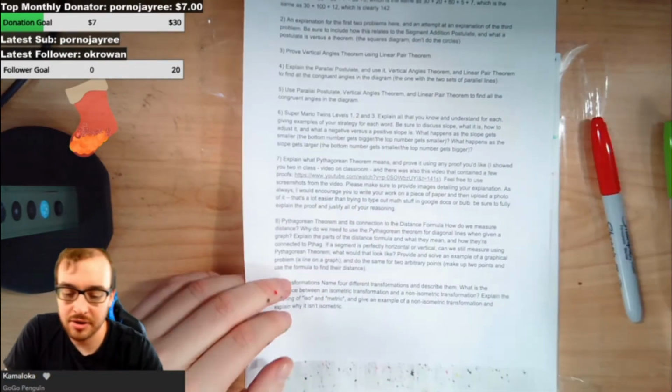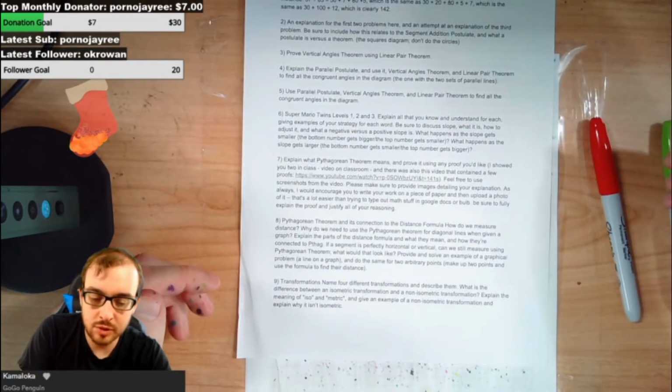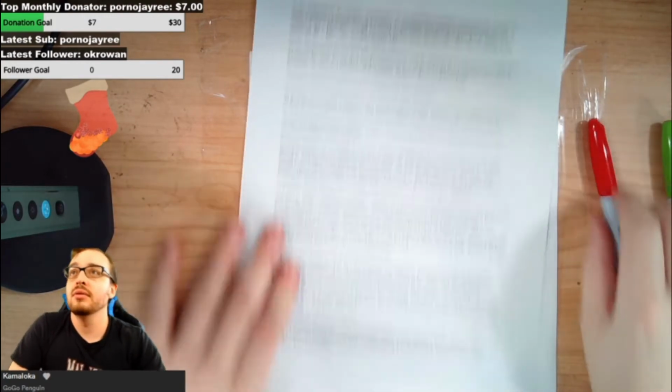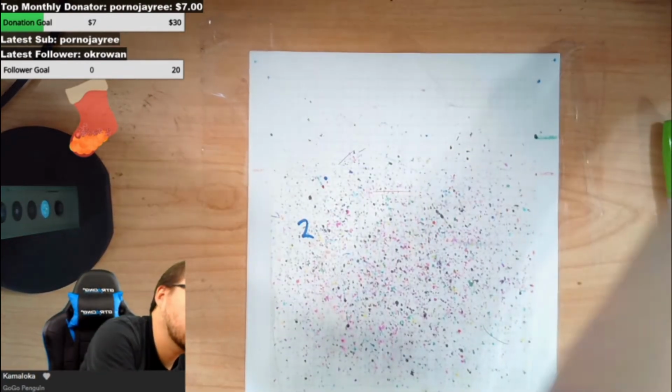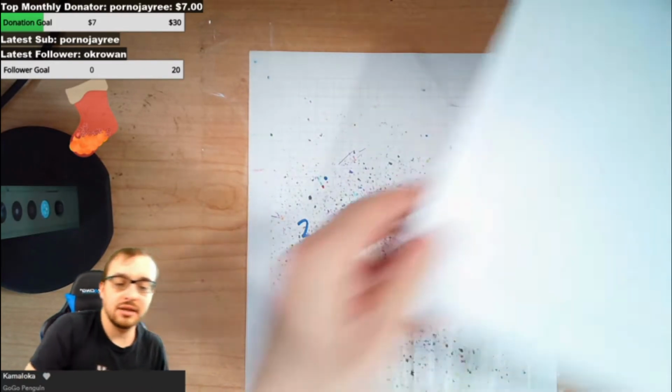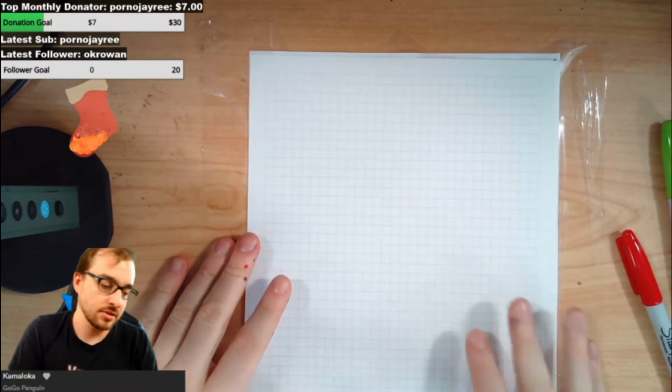Next, we've got Pythagorean theorem and what it means, and prove it using any proof you like. So the proof that I like for Pythagorean theorem is this one, and I would highly encourage you to do it as well. I think it's pretty easy to follow, or at least easier than some.